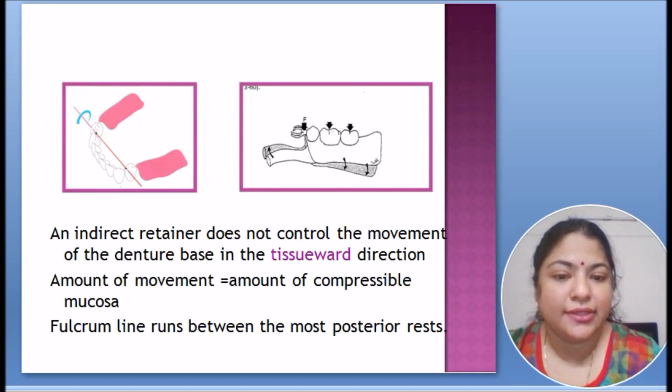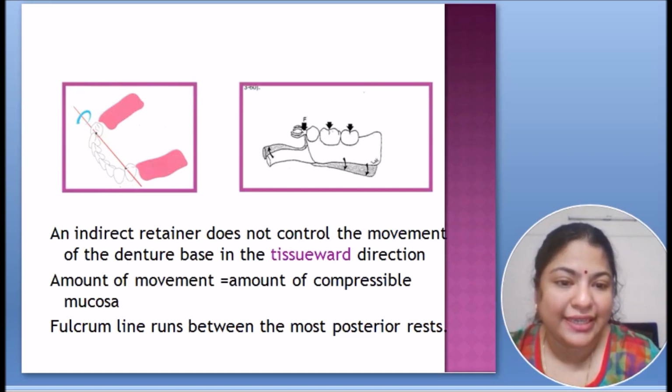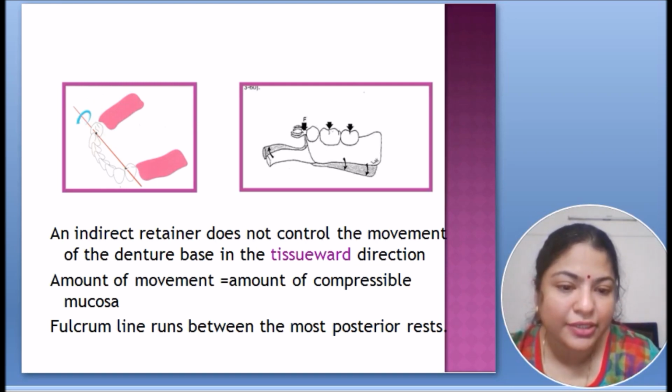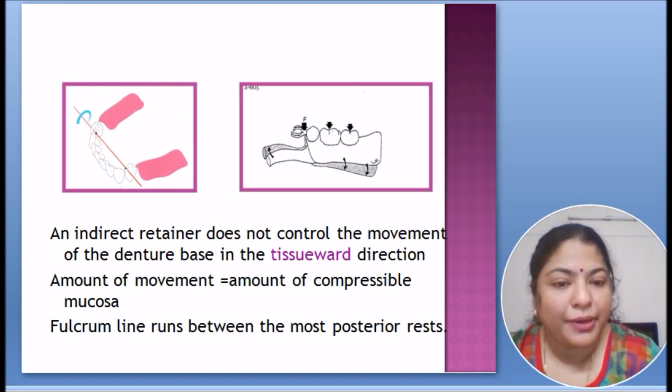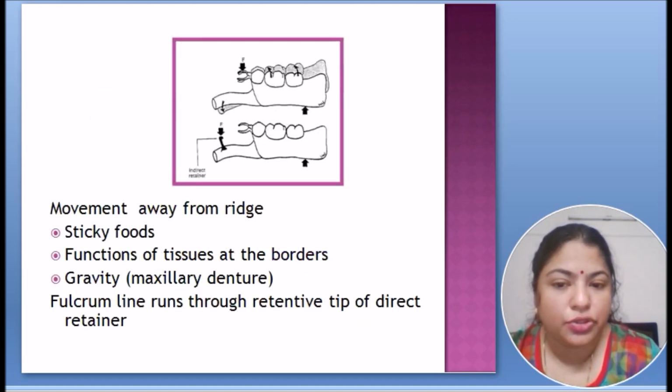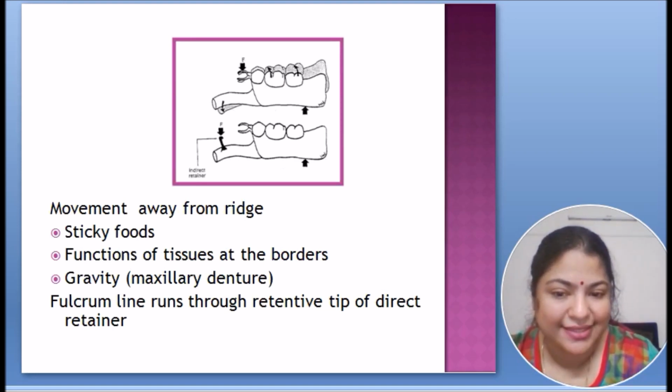So as we said, there is an uncontrolled movement in the tissueward direction, and that can cause loss of retention and stability. Now this amount of movement is different on the tooth side and on the tissue side. Where there is an edentulous area and the partial denture is supported by tissue, the movement is more, whereas the abutment tooth faces lateral stresses due to this movement. So this movement away from the ridge can be caused by sticky foods, functions of the tissues at the borders, or by gravity for a maxillary denture.